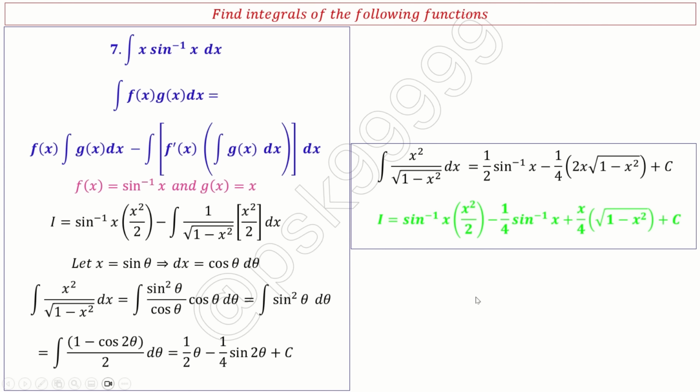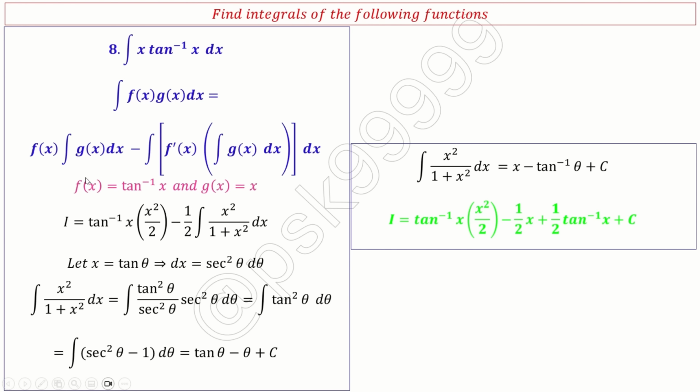So next, x tan inverse of x dx. Again, inverse function is of highest priority, so tan inverse x is my I. Sorry, f of x is tan inverse x and g of x is x. So I is nothing but tan inverse of x into x square by 2 minus half into integration of x square by 1 plus x square dx.